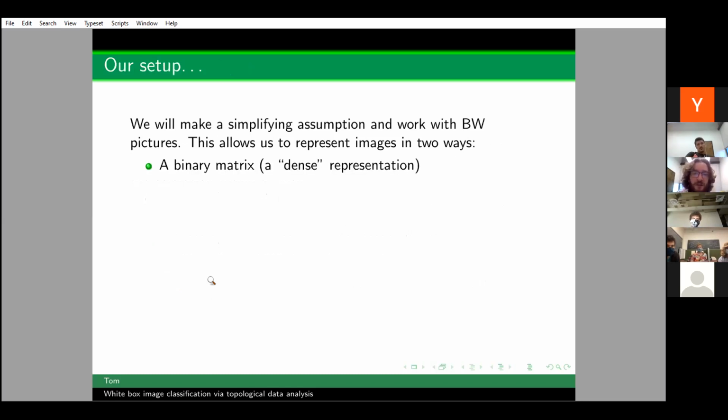With this, we can represent our image in one of 2 ways. Either a binary matrix, 1 or 0, whether the pixel is on or off, or a sparse representation, where we think most of the picture is white. Because of that, we only remember the pairs that are not white, or the pairs that are black.